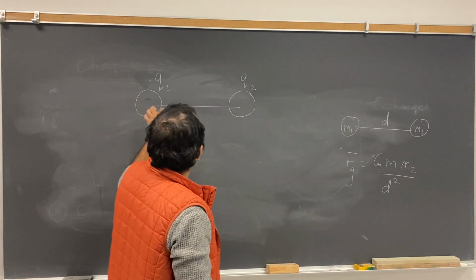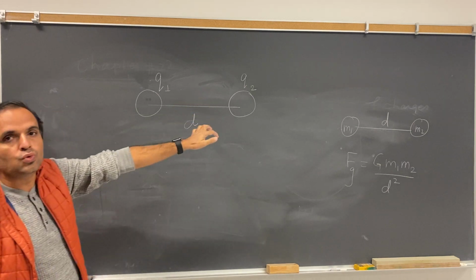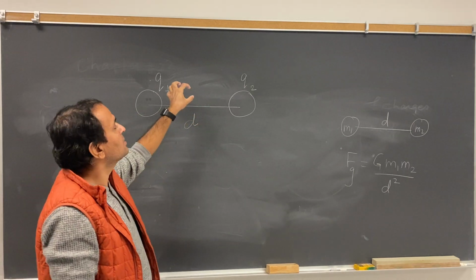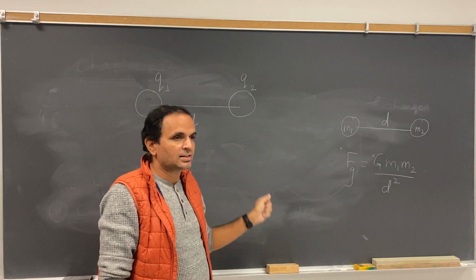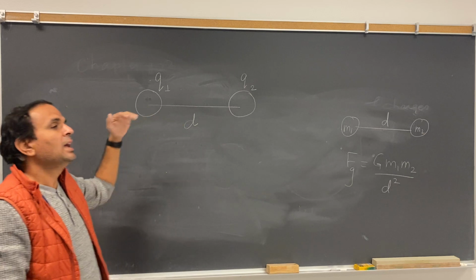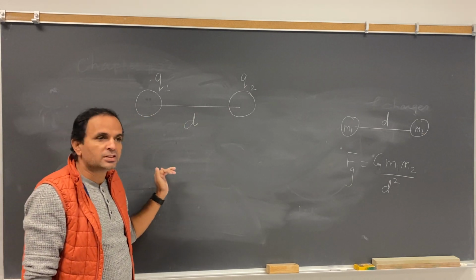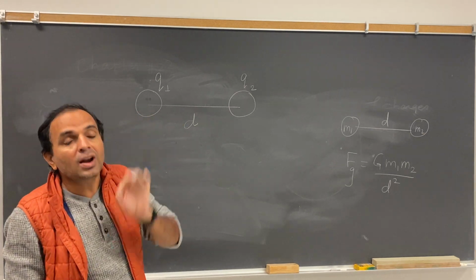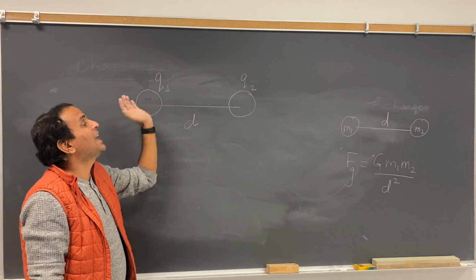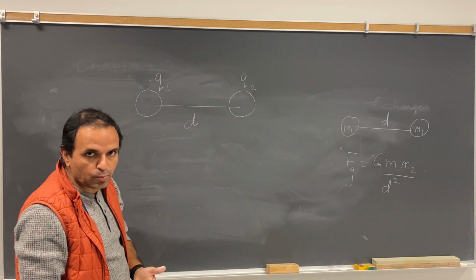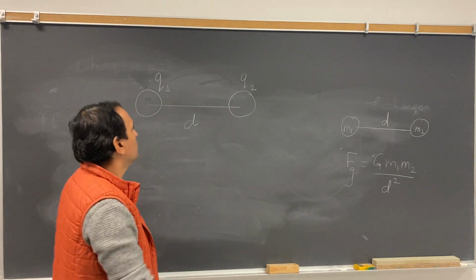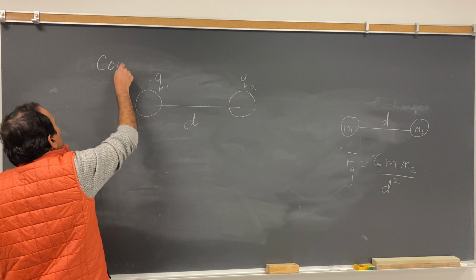Here I have two charges, Q1 and Q2, at a distance d, and there is a force between these two charges. Depending on the nature of the force, you can have an attractive force or a repulsive force. If you have unlike charges, you will have an attractive Coulomb force. If you have like charges, you have a repulsive Coulomb force. Please don't confuse Coulomb force and electrostatic force. That's the same thing.